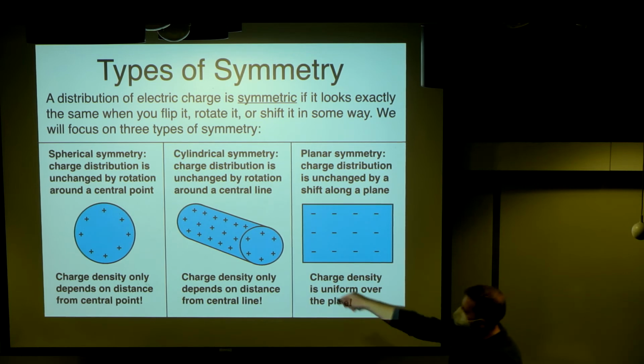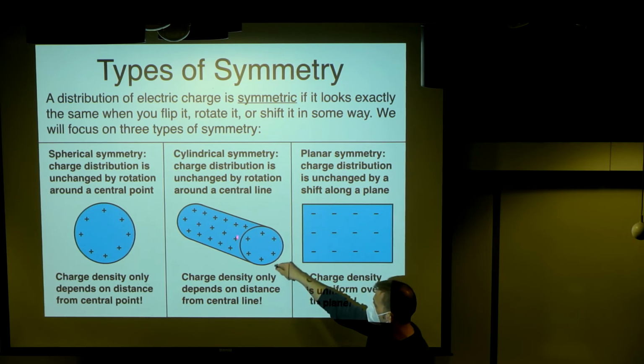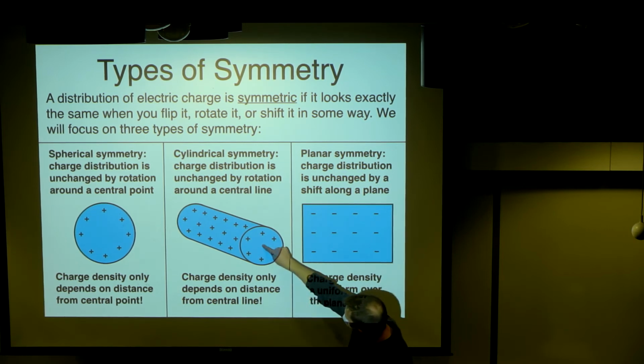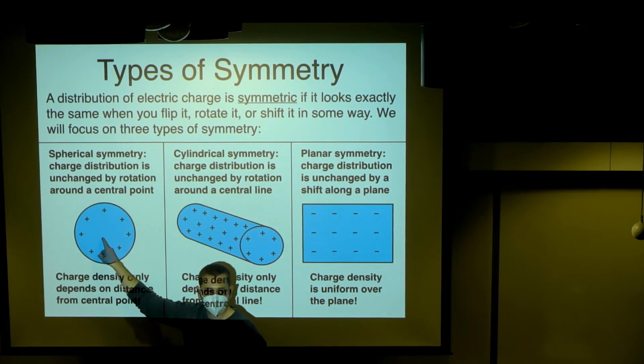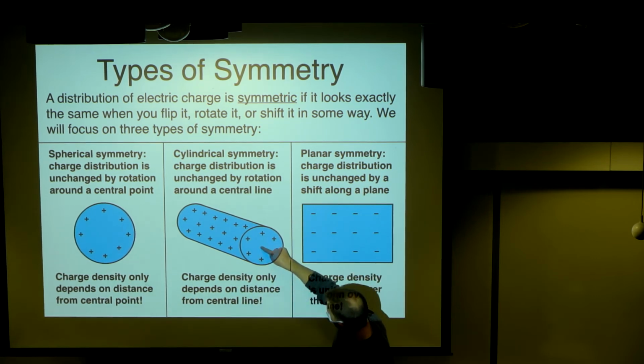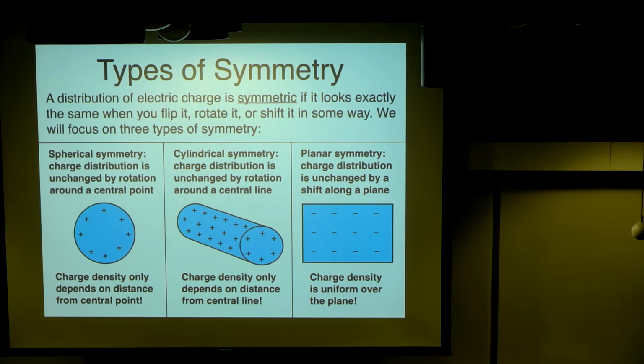So what has to happen for this symmetry to be applicable? It means the charge density only depends on distance from the center of the cylinder. So it's not radius as in distance from the center of a sphere, it's radius as in distance from the center of a cylinder, but if that's the case, you have cylindrical symmetry, okay? And then the last one is called planar symmetry.